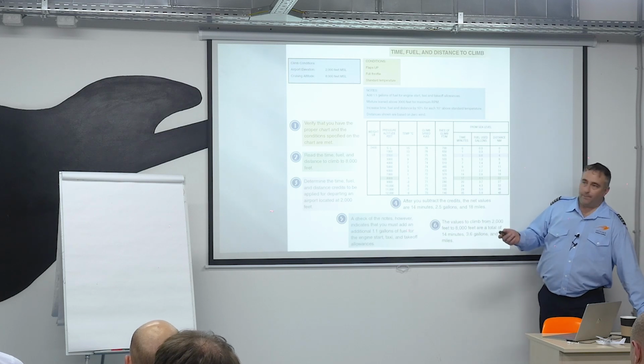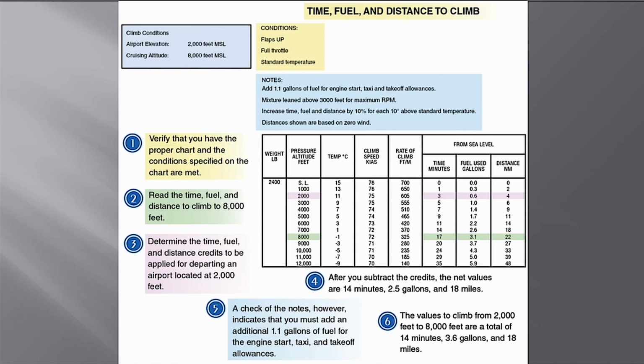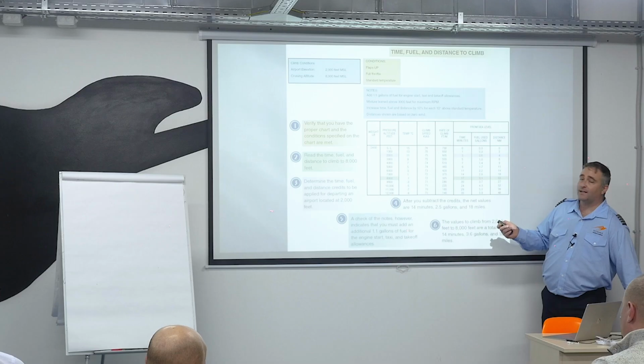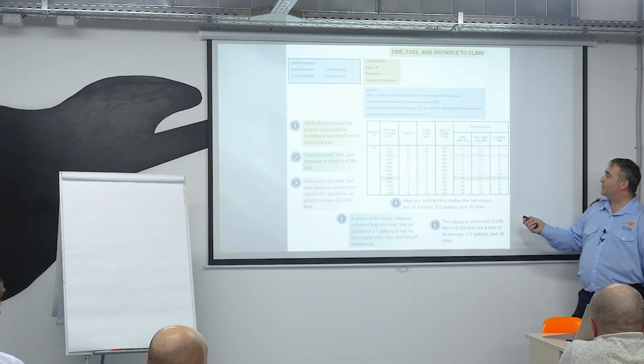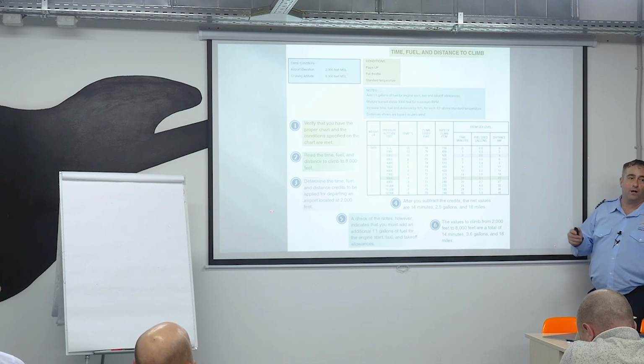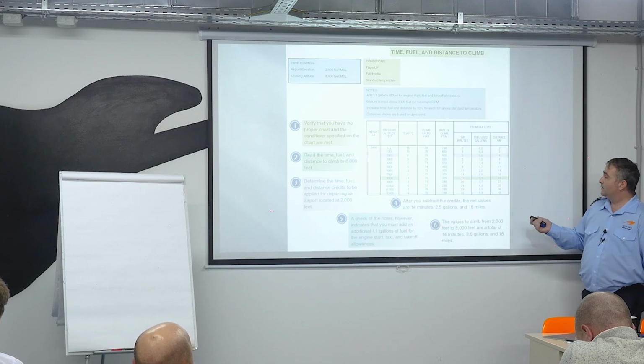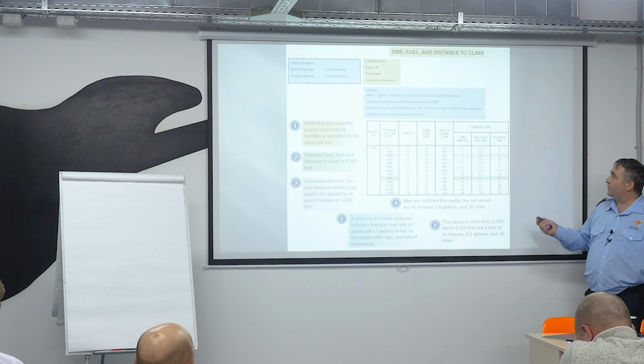This slide and this example give me, all right, I started at 2,000 feet and I'm climbing to 8,000 feet. If you're starting at exactly sea level, you just take the values, whatever is here: 17 minutes, 3.1 gallons, 22 nautical miles. But if you started from a field elevation of 2,000 feet, I have to take this off because I'm already at 2,000 feet. So 17 minus 3, I get 14. Do the same thing for fuel and distance.